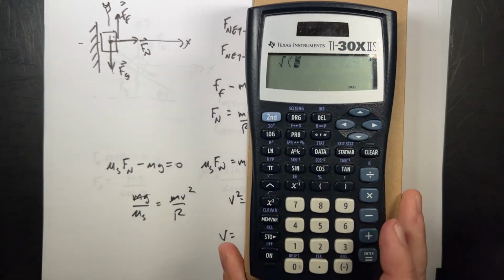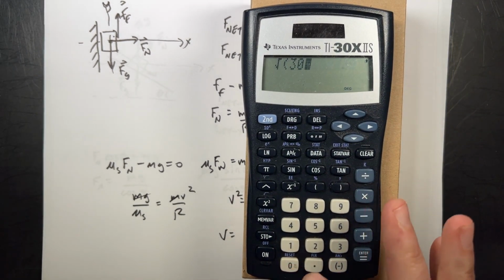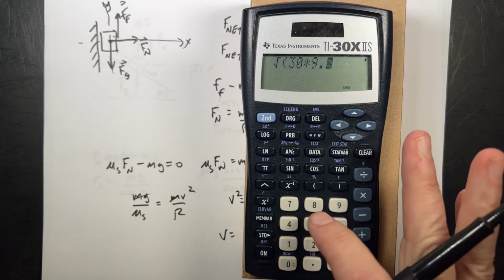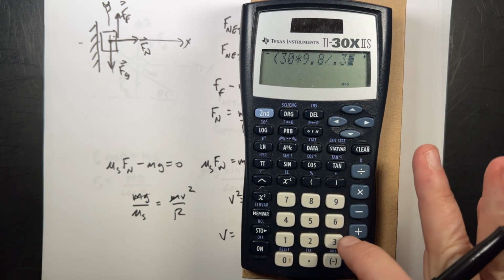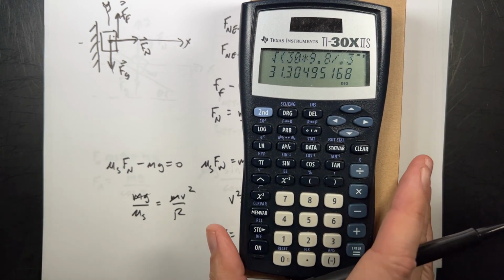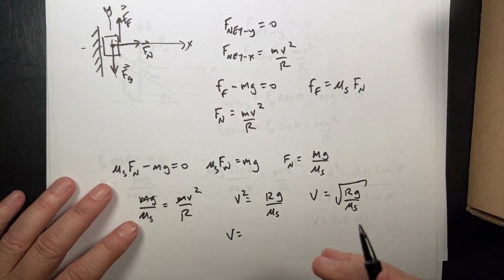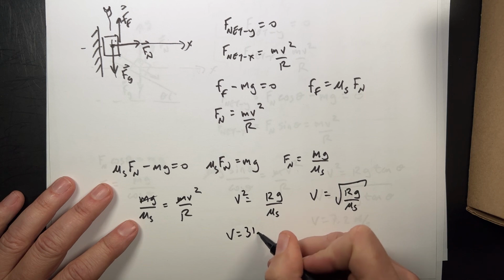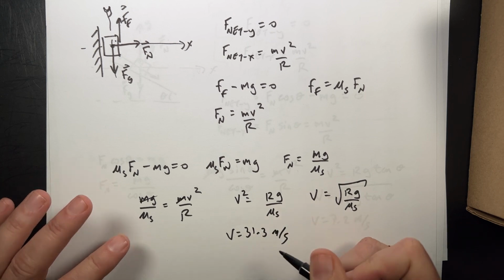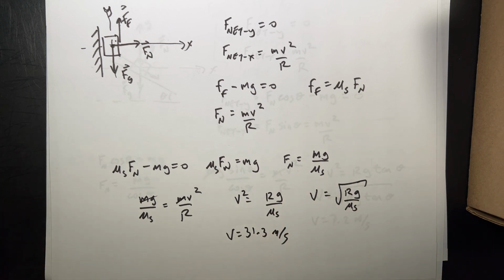Okay. So it's 30 times 9.8 divided by 0.3, close parentheses, equals. And I get 31.3 meters per second. That's pretty fast. Okay. I can't remember the conversion. Let's see. Let's do one meter per second in miles per hour.